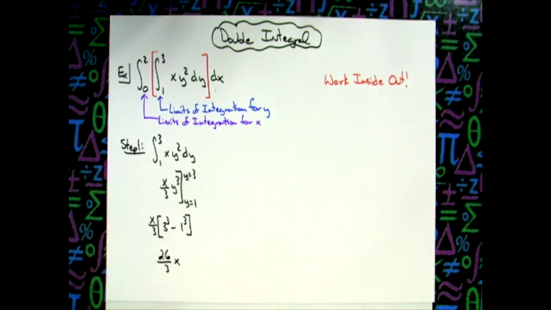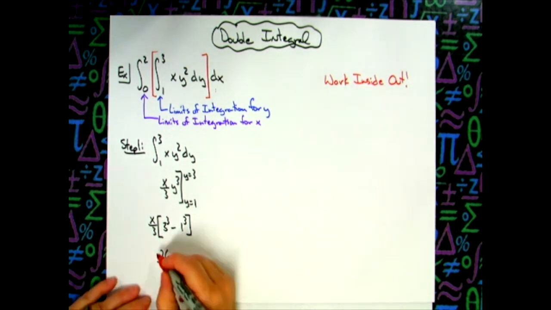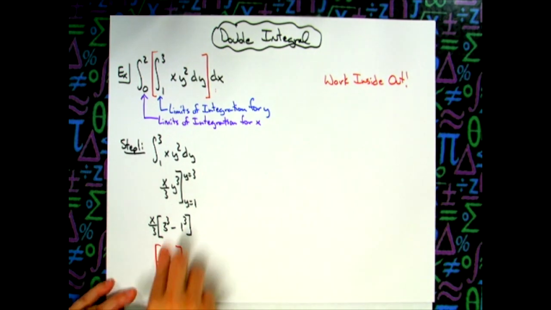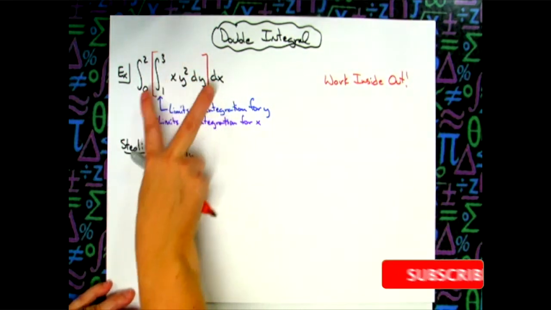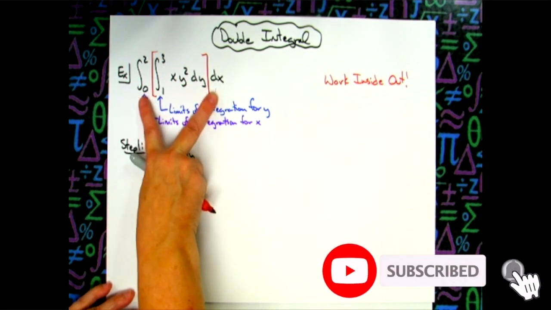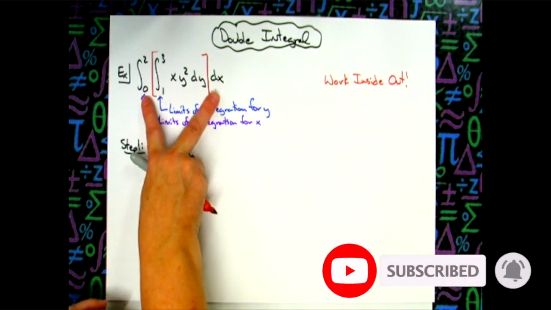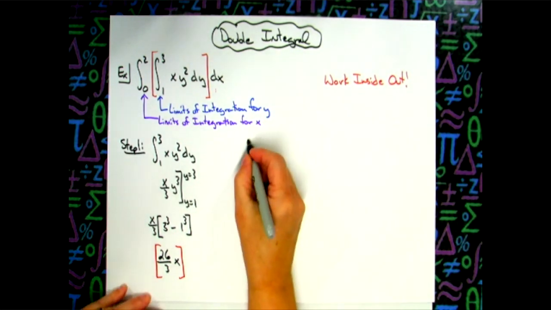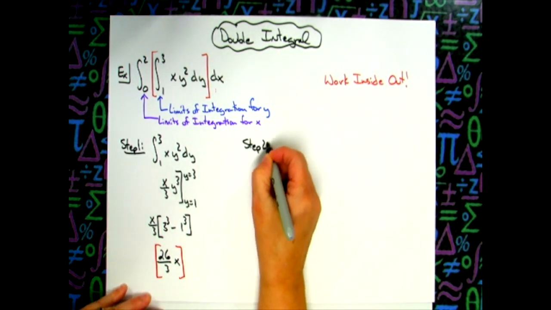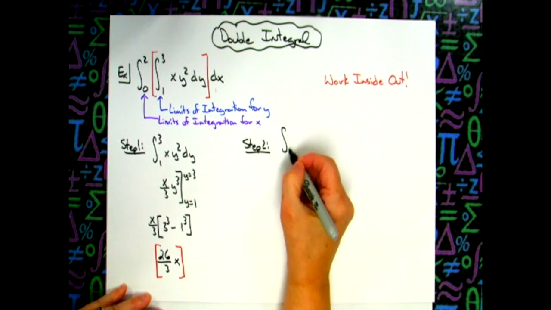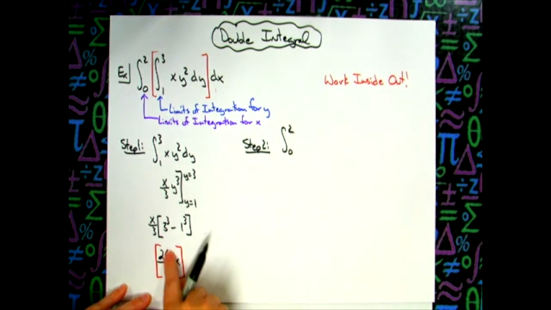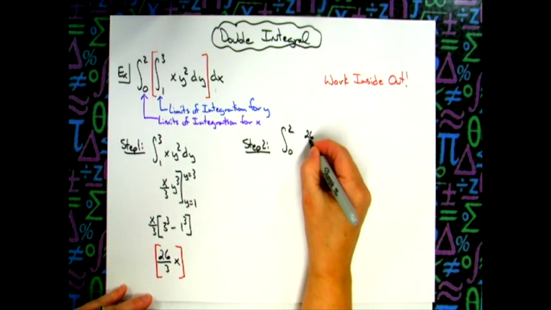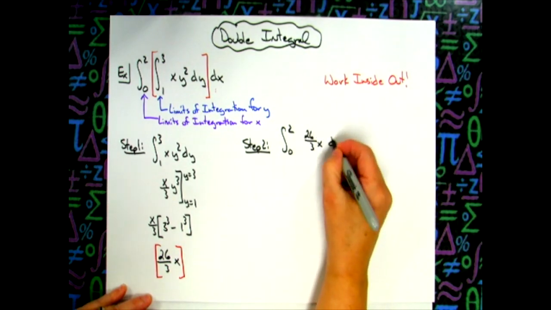Now that is the answer to the inside portion. So my step 2 is going to be take this, put it in place of this integral, and now work the integral with the limits of integration for x and integrating in terms of x. So my step 2, I'll have the integral from 0 to 2, replacing that inside integral with our answer, 26 over 3x, and then having a dx.